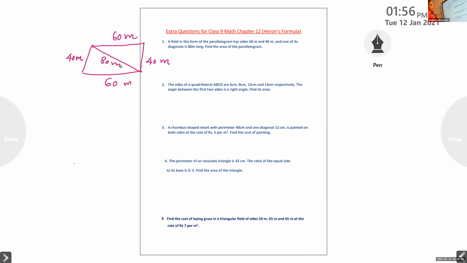Okay, children, how will you find this? After finding one triangle, this is enough. That means one triangle, the same area will be for the next triangle also. So you have to find the area of triangle 1. And it will be the same for the next triangle also because the measurements are the same: 60, 40 and 80.